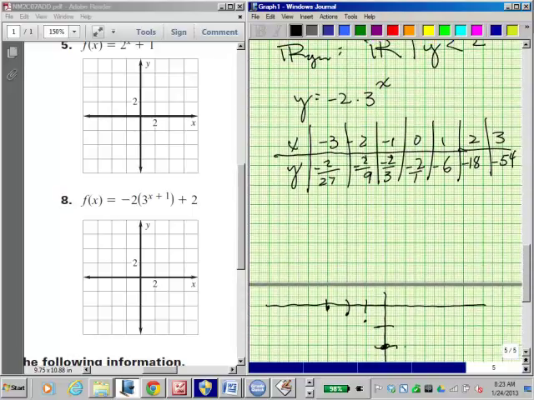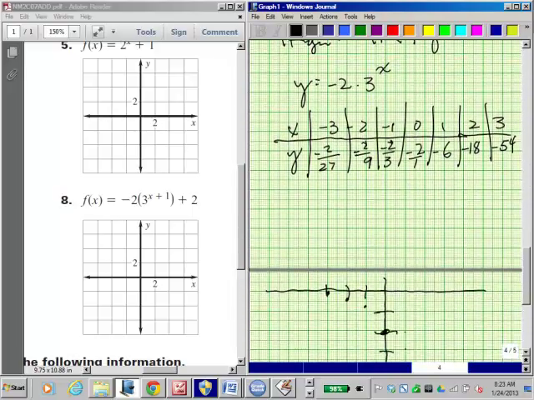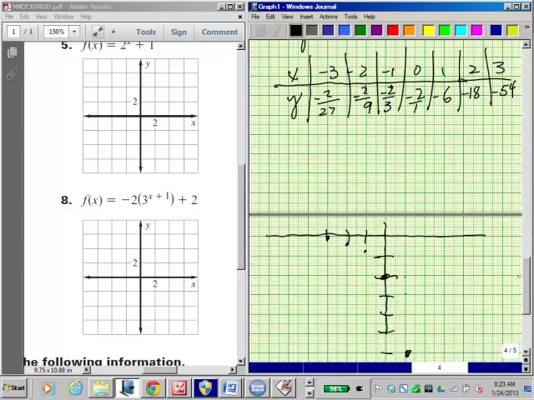Now H, I've got H and K right here. H is negative 1 and K is 2. So each point is going to be shifted 1 to the left and down 2. So I go 1 to the left and down 2. It's going to be just about right there. 1 to the left and down 2.